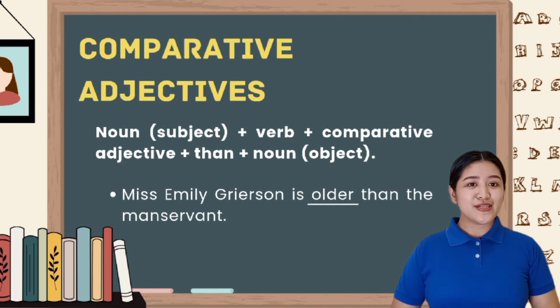For most one-syllable adjectives, the comparative is formed by adding the suffix er, or just r if the adjective already ends with an e. For 2-syllable adjectives ending in y, replace y with ier. For multi-syllable adjectives, add the word more.